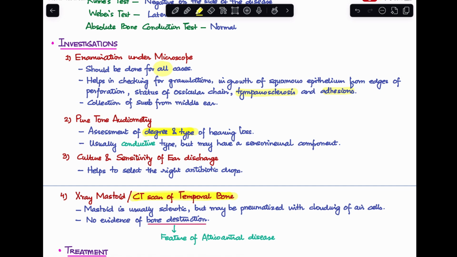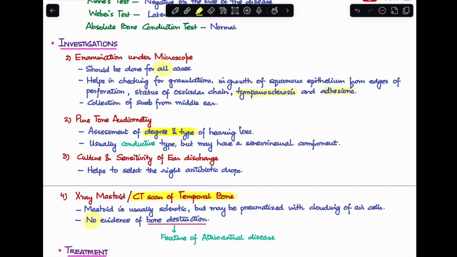Usually in findings, you'll see that the mastoid is sclerotic, but it may also be pneumatized with a clouding of the air cells. And very, very important to know is that there will be no evidence of bony destruction, because the moment you find any evidence of bone destruction, that becomes a feature of the atticoantral disease or the squamosal type. In that case, the disease will no longer be the mucosal type. So these are the 4 investigations that are important.